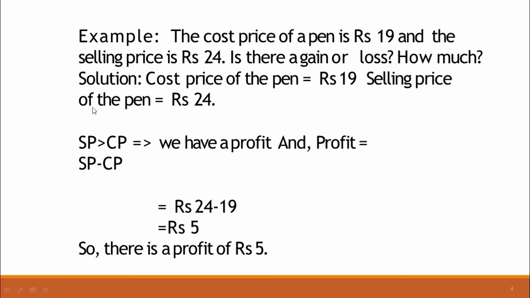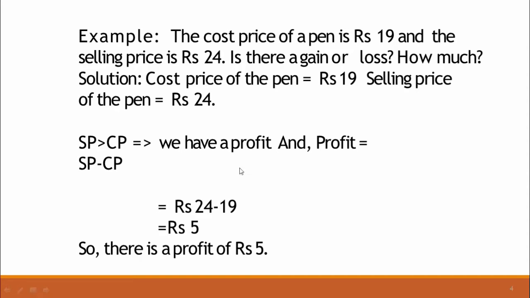Now another example: the cost price of a pen is 19 rupees and the selling price is 24 rupees. Is there a gain or loss? How much? For the solution, point out the cost price of the pen. The cost price is 19 and the selling price is 24. In this situation, the selling price is greater than the cost price, so we have a profit.